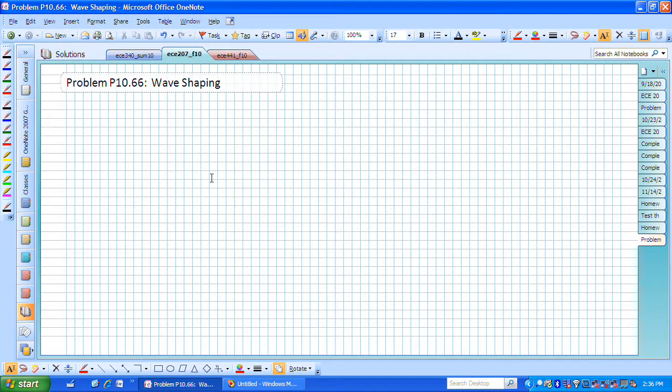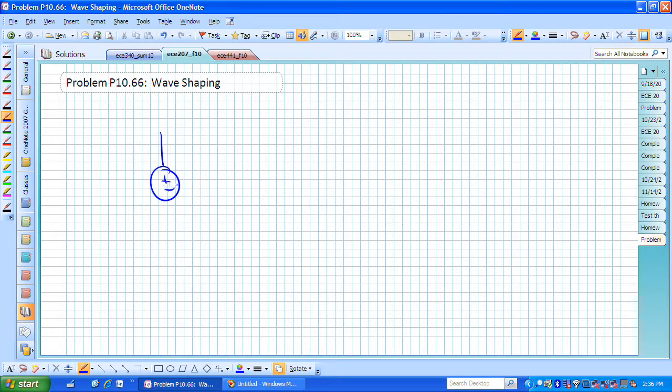Welcome back. I would like to spend a little time talking about wave shaping, and that's involving circuits and diodes. One problem that seems to present students with some difficulties is problem 1066 in the textbook, and I would like to work through that to talk about this idea of wave shaping. How do we assume which diodes are on or which diodes are off, and how do we analyze such a circuit? Let's begin by reminding ourselves of what we have.